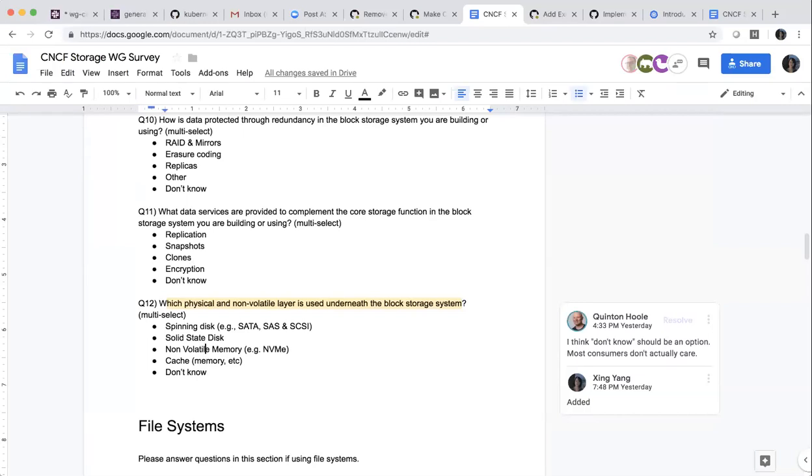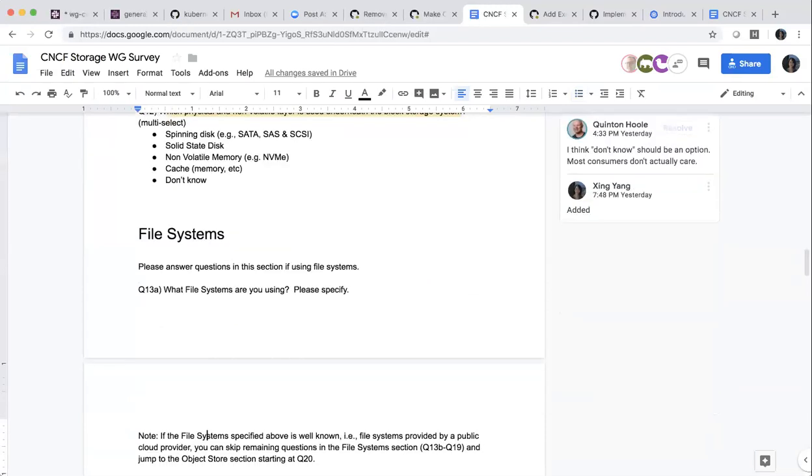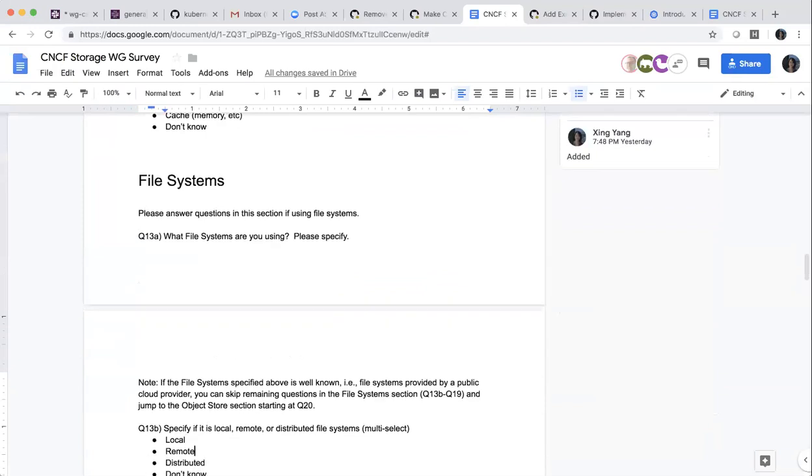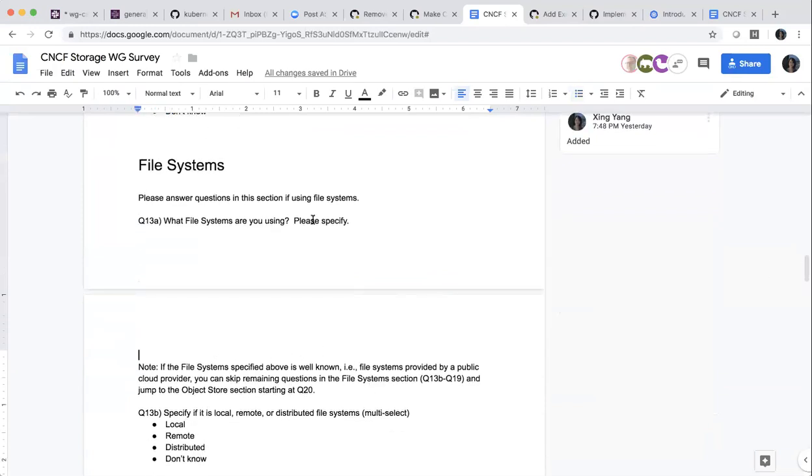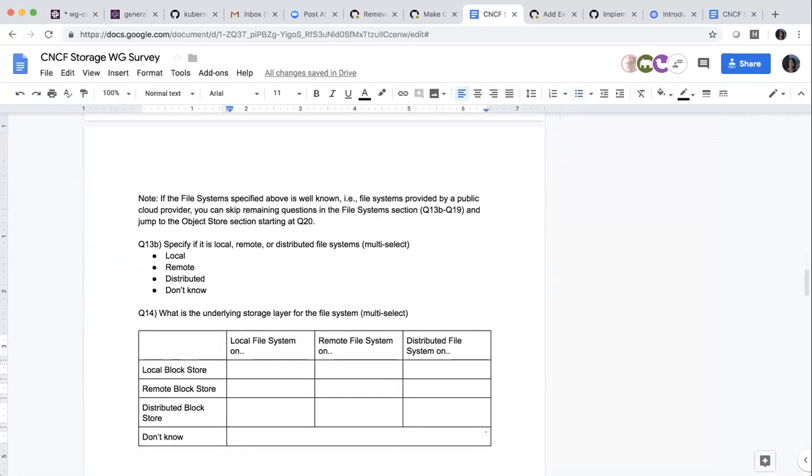Okay, and then the physical layer. I'd agree with Quentin, that's probably not that important. So just leave a don't know, or they don't have to fill out this one? Sure. Next, file systems is very similar to the block section. If you answered what file system you're using, then you can probably skip everything below.